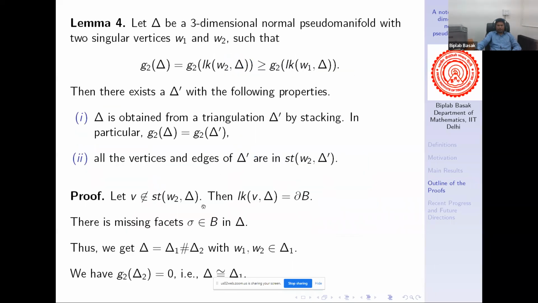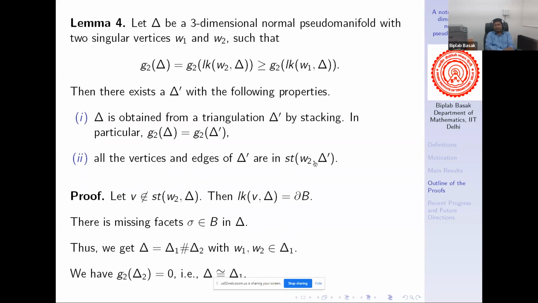Now we move to the right. Another result, this one, is Lemma 4. It says: let delta be a three-dimensional normal pseudomanifold with two singular vertices, say W1 and W2, such that G2 of delta is G2 of the link of W2. Then there must be one delta dash such that delta is obtained from delta dash by stacking, and all the vertices and edges of delta dash are in this.